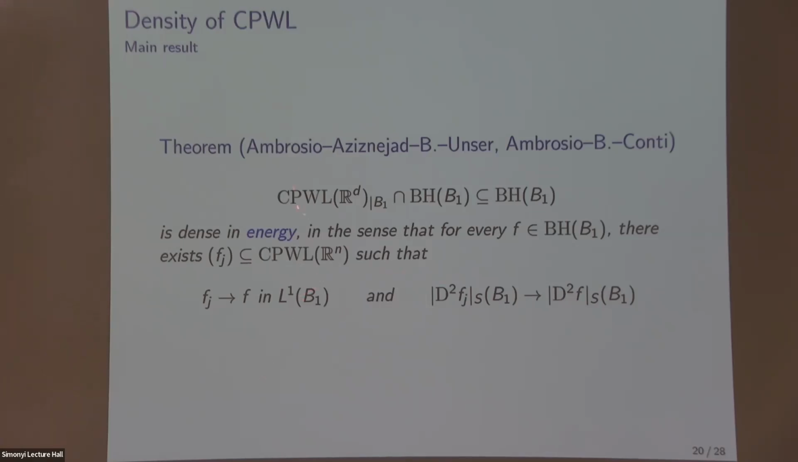So this was the theorem. And so why do you say it's dense in energy? In energy? Yes. By density I mean this, and in energy, I mean that you can also approximate the energy. So you do produce the triangulation? Yes, sort of explicit. In 2D, yes. In higher dimension, you have to choose some points, and there is a measure theoretic argument that allows you to choose these points. So we do not do the triangulation explicitly.